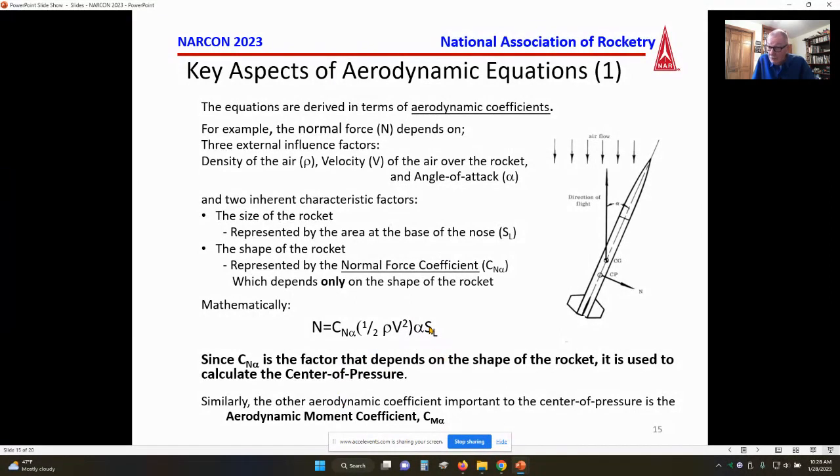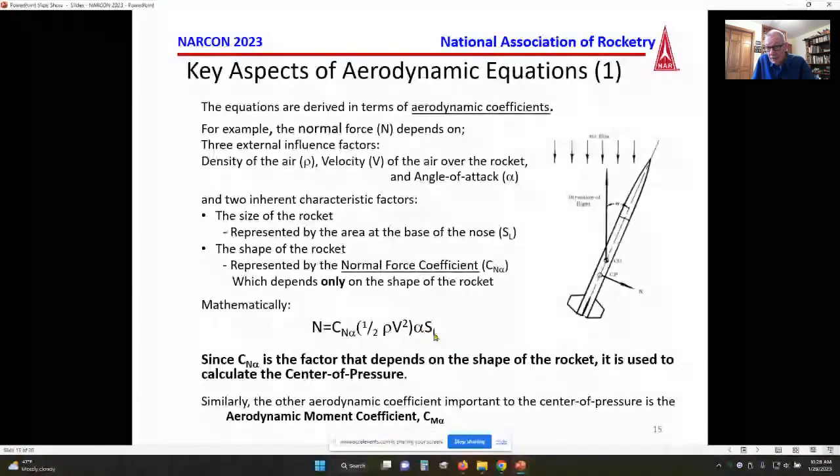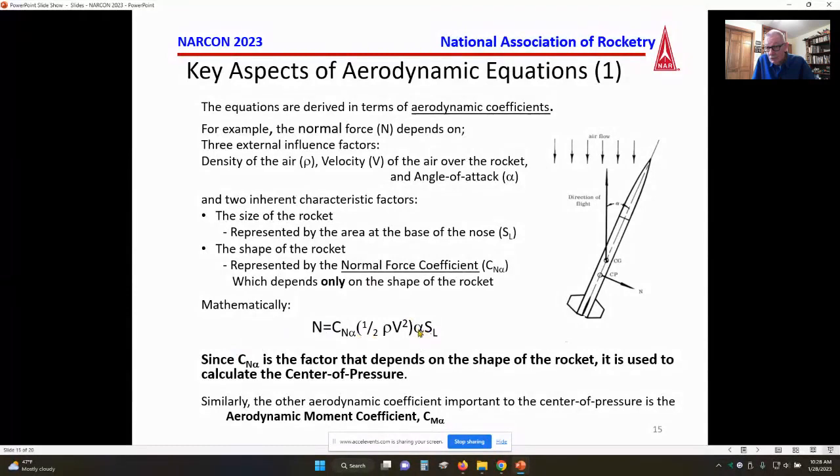And then the size of the rocket. So you have a larger normal force when you have a larger rocket. A simple concept. And the same thing is true of angle of attack, of course. For the same shape, the larger rocket will react with a greater force associated with a given angle of attack.